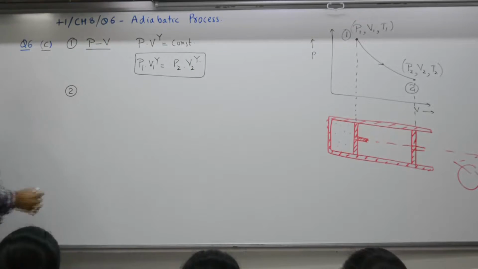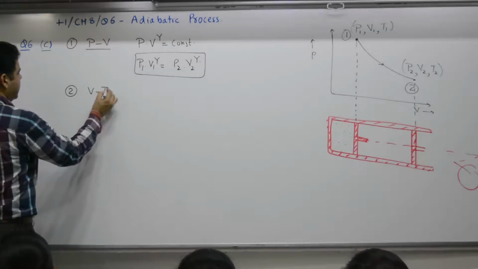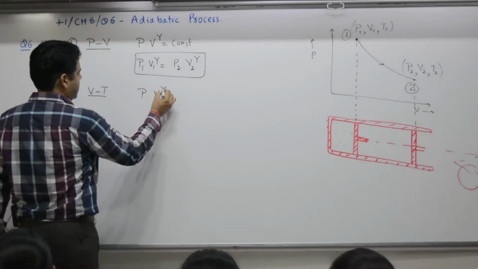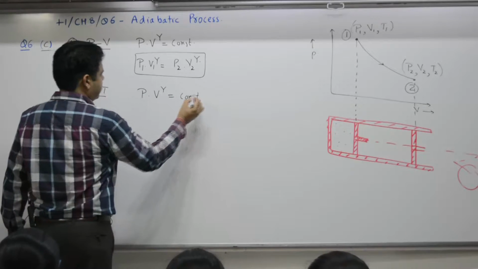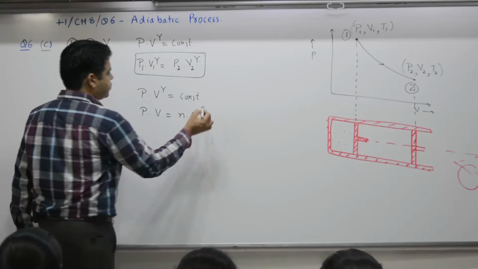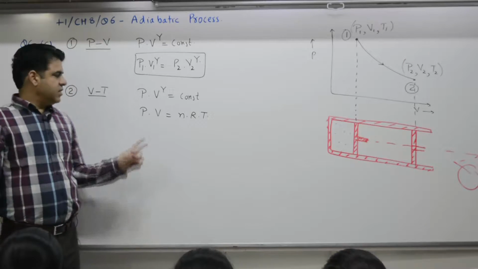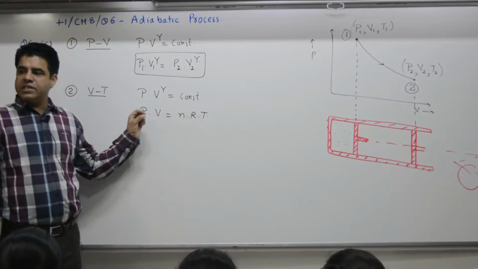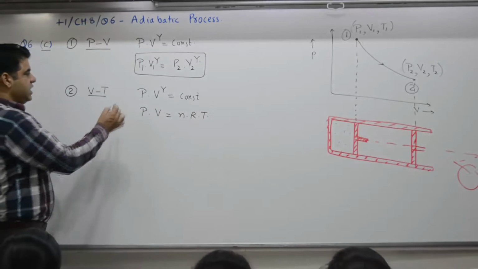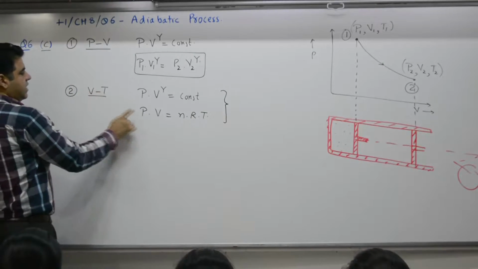This is one. Second is V and T relationship. See, P V to the power gamma is equal to constant. That is one. P into V is equal to nRT is always true, whatever be the process. This ideal gas equation is true for all processes. From these two, we want to find out relationship between V and T.